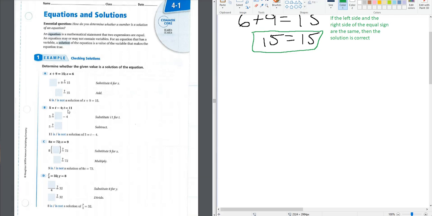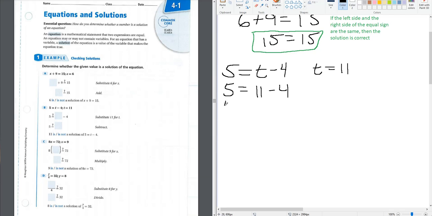So let's try another one. So we have 5. I'd rather use black. Here we go. So we have 5 equals t minus 4, where t is equal to 11. Awesome. So here they told us that t is equal to 11. So what I'm going to do here is, instead of putting t, I'm going to put 11.